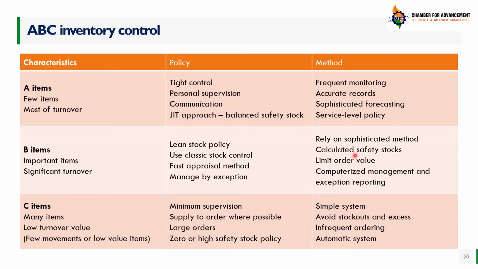So that's why you have to rely on very formally sophisticated methods. In class B items, we rely on sophisticated methods, calculated safety stocks. We'll talk more on safety stocks. Limit order value, computerized management is typically followed for class B items. Class C items, very simple system, avoid stockouts and excess.